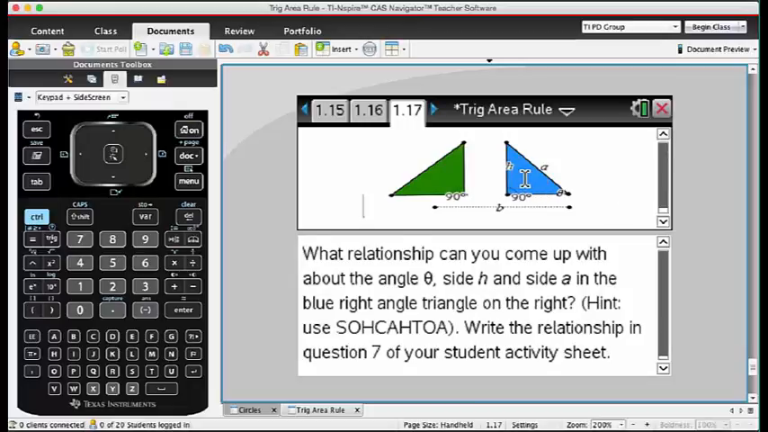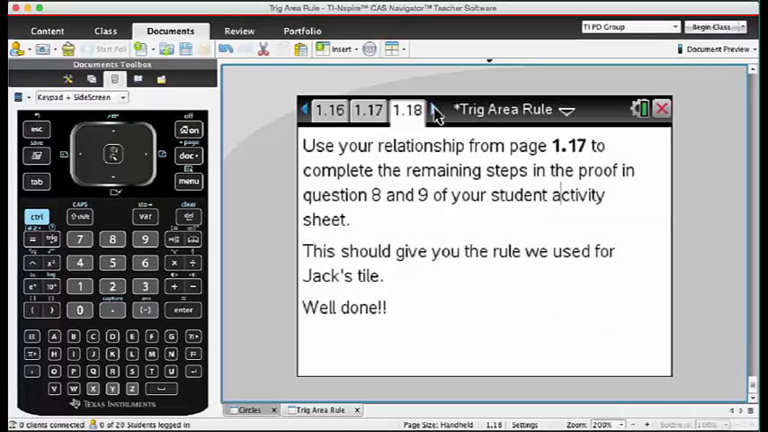So we can look at the blue triangle and start saying, well, what do we know about the angle, the A and the H? And hopefully students start seeing, well, theta, opposite, hypotenuse, the height is actually our opposite side here, and they can see that this is a right angle triangle, and they can work with the idea of our trig functions and sine. It then says, well, let's go back to our handout.